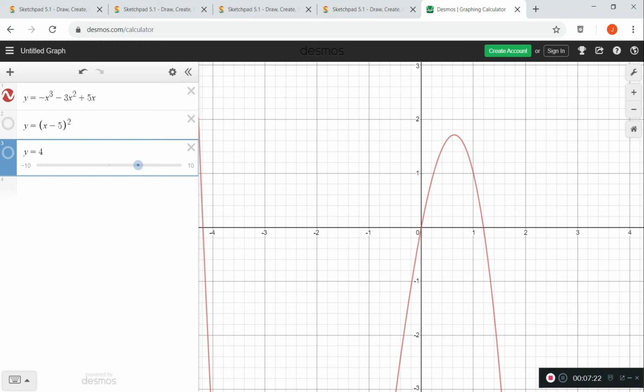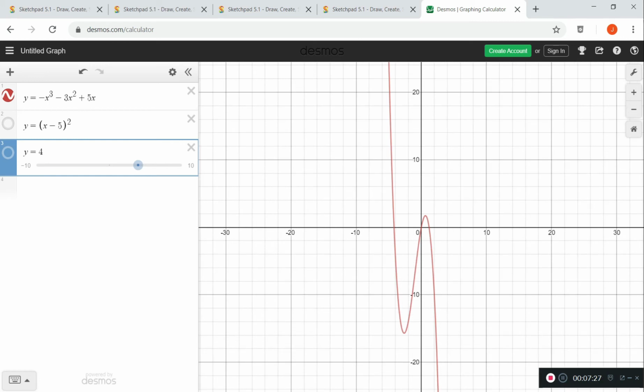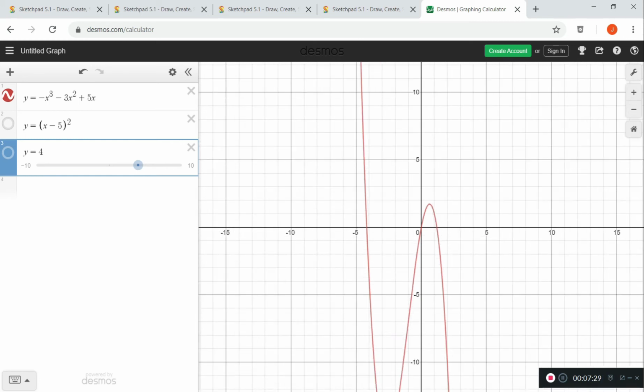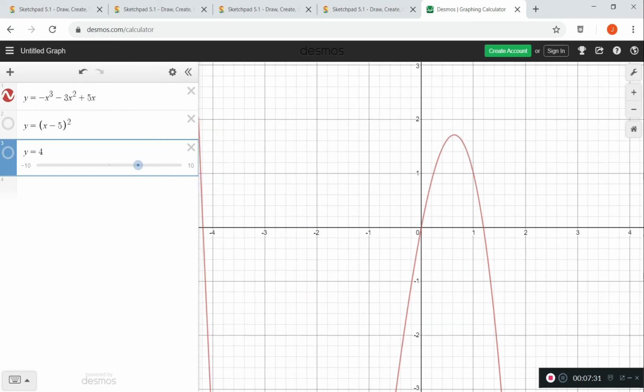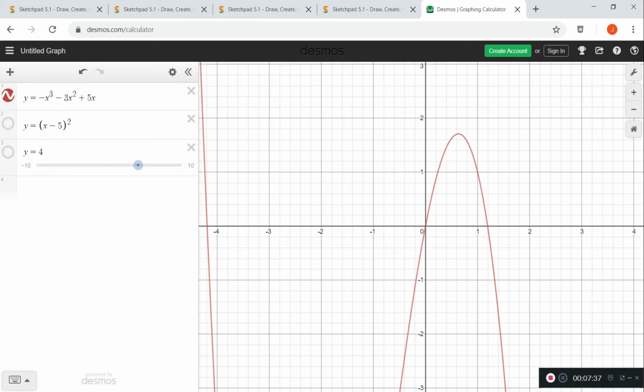If I zoom out a little bit, we can see that it is a normal cubic function, but our question specifically asks about the curve and the x-axis in the first quadrant, which is going to mean the region from 0 to, if we look at it, 1.193 within that curve.